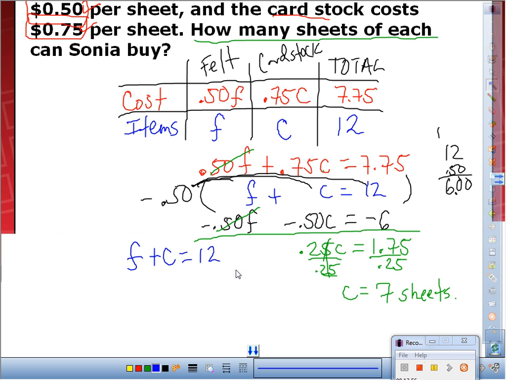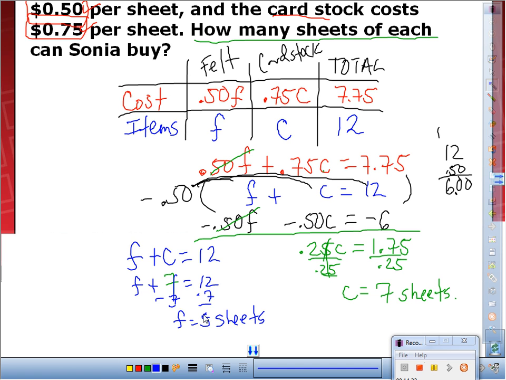Some of you are saying, can I just subtract from 12 and just get 5? Yes, but how are you going to show the work? By doing this. So instead of C, it's 7. Bring down the F plus 7 equals 12, minus 7, minus 7. F equals 5 sheets. Okay. So, did we find the number of sheets for the cardstock? Yes. For the felt? Yes.